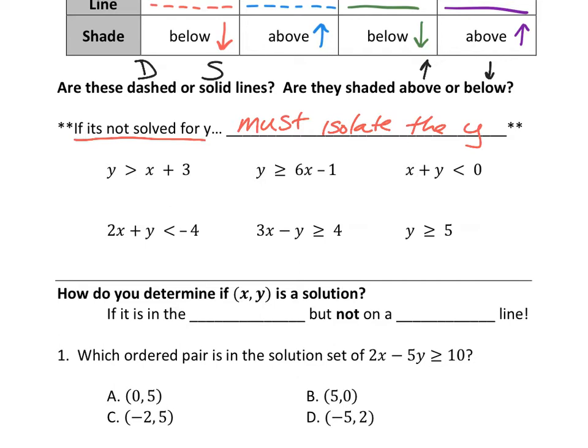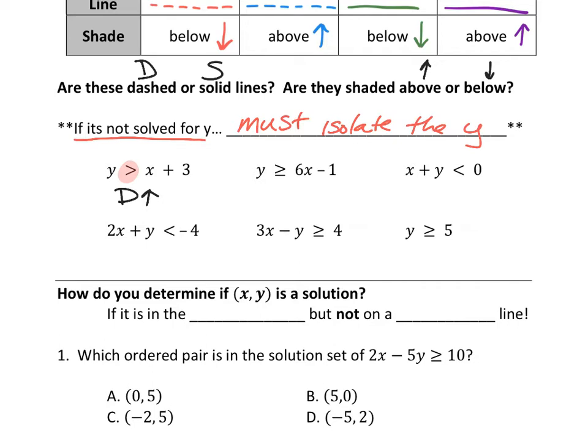But like this first example, this one has the y isolated. So I want you to highlight the symbol right now. And we're going to decide based on this symbol, since the y is isolated, when I graph this, would it be dashed or solid, shaded above or below? Dashed and above. That symbol is not one of the equal to's, so it's dashed. And it's greater. That's my right hand, so it's greater. So it's going to be shaded above.